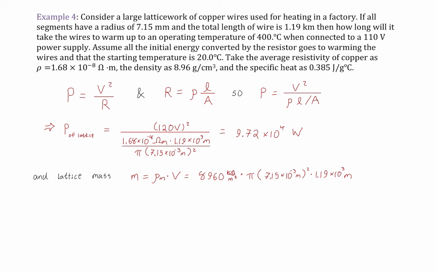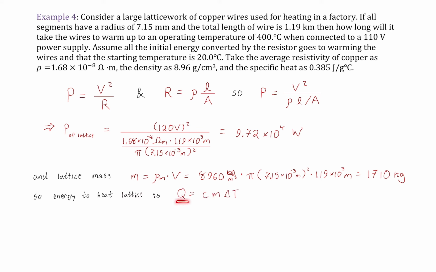So the density converted from grams per cubic centimeter to kilograms per cubic meter is 8,960. The reason I want to convert is because I want everything in standard units. Then I have pi times r squared, because I'm finding the volume of a cylinder, which is the cross-sectional area times the length. And this is just the 1.19 kilometers, the same length as showed up here, and that gives us the total mass of all that wire: 1,710 kilograms.